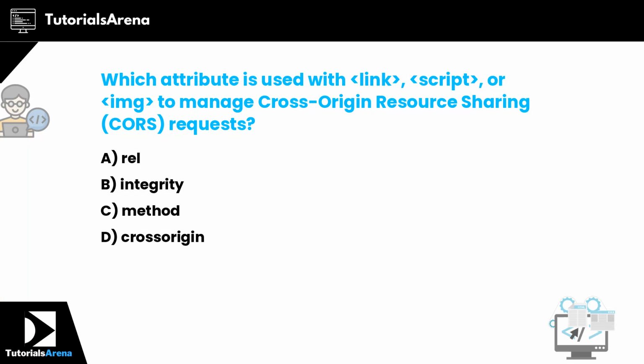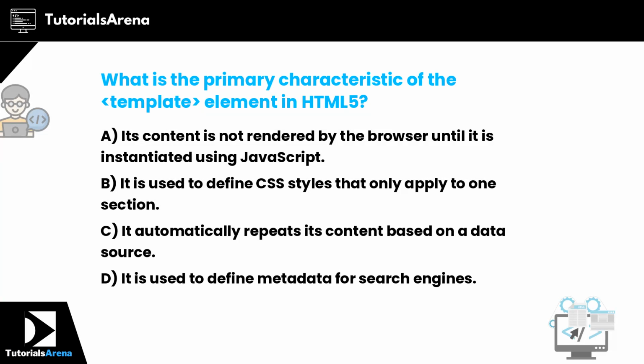Which attribute is used with link, script, or img to manage cross-origin resource sharing, CORS, requests? The correct answer is option D, crossorigin. What is the primary characteristic of the template element in HTML5? The correct answer is option A. Its content is not rendered by the browser until it is instantiated using JavaScript.